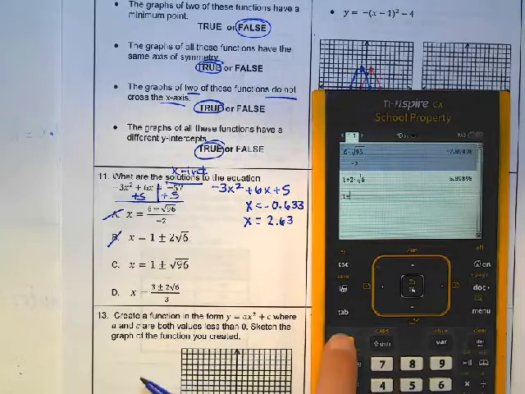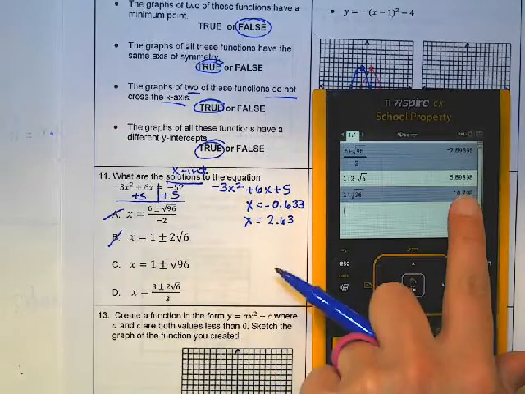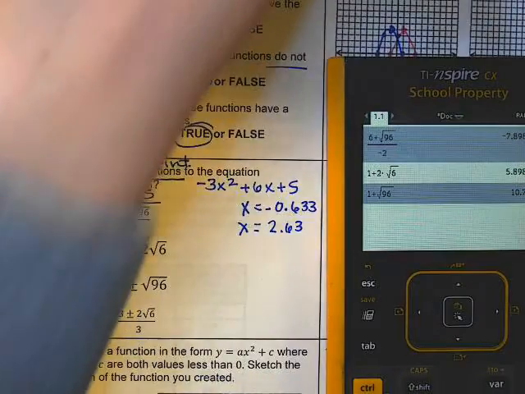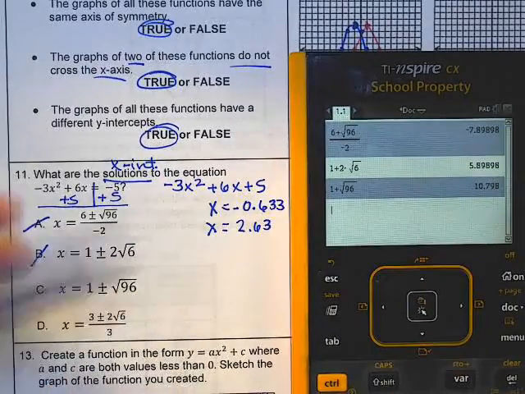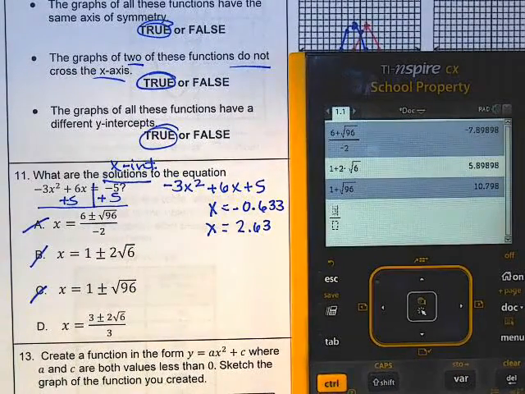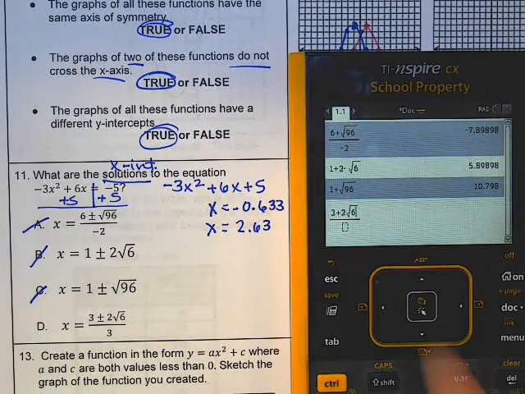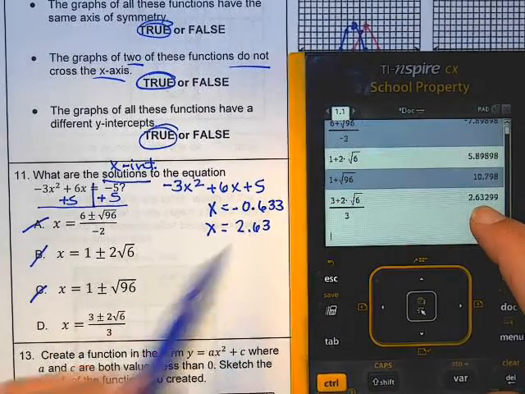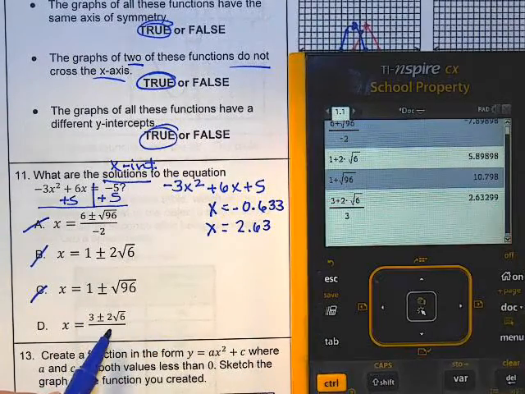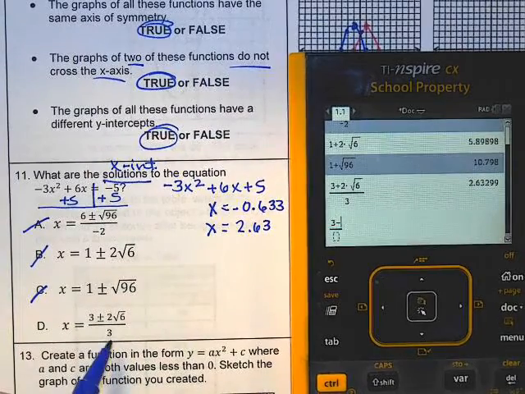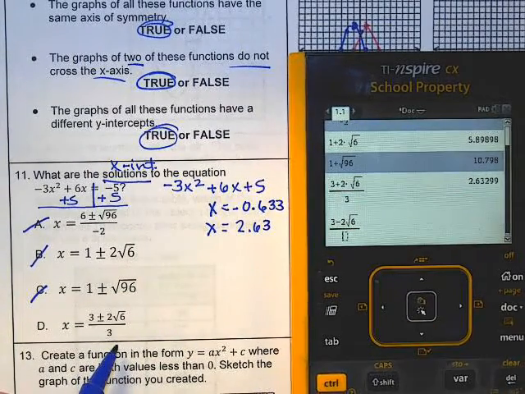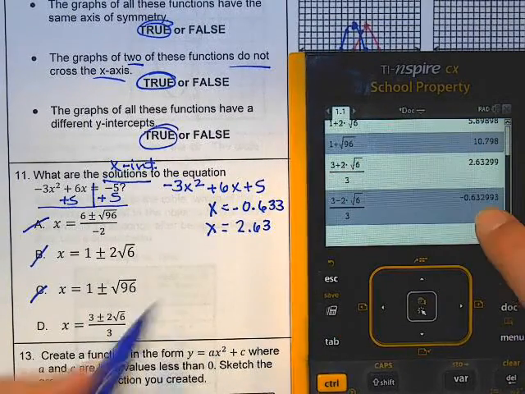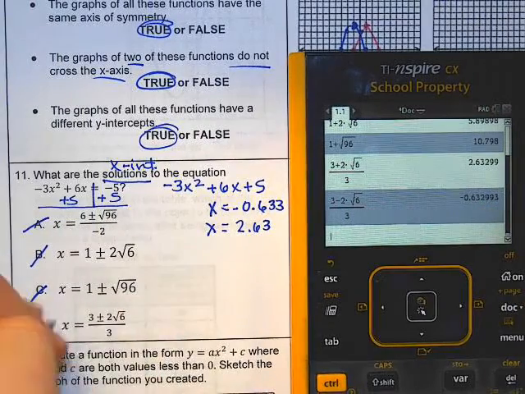I'm going to do C. 1 plus the square root of 96. Does that work? No, not one of my decimals. Okay. D. Control divide. 3 plus 2 times the square root of 6 divided by 3. Is that one of my decimals that I'm looking for? Yes. Now I'm going to do it with the minus sign. Control divide. 3 minus 2 times the square root of 6 divided by 3. Is that my other decimal? Yes. So my answer is D.